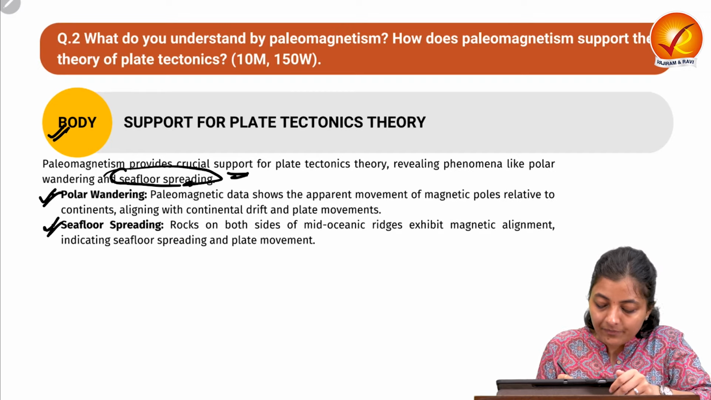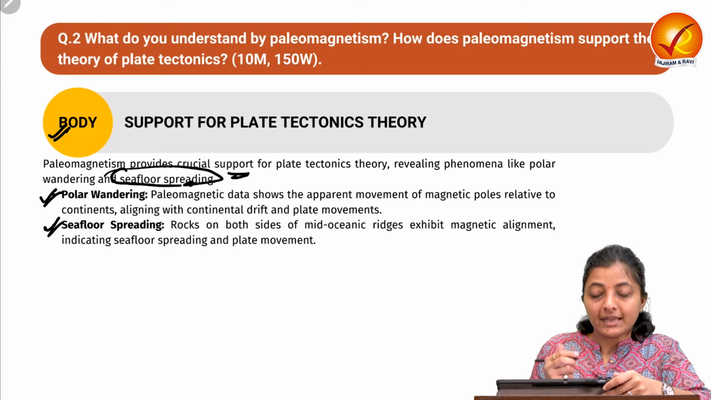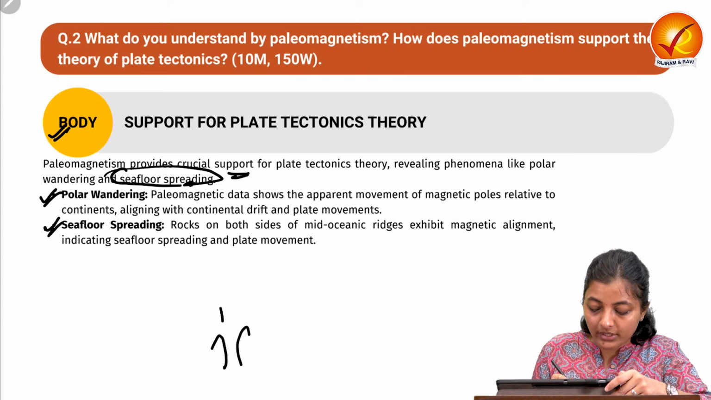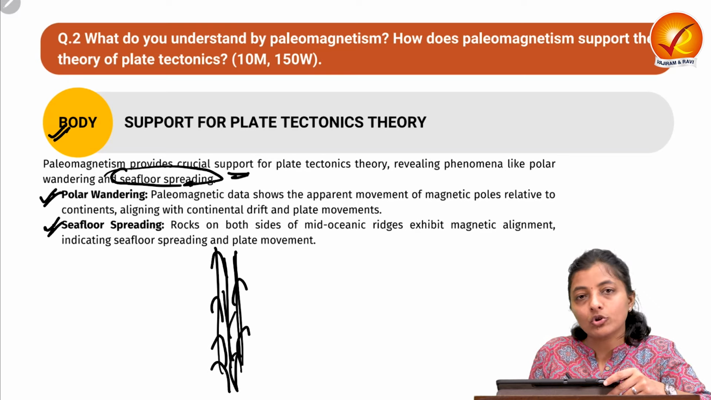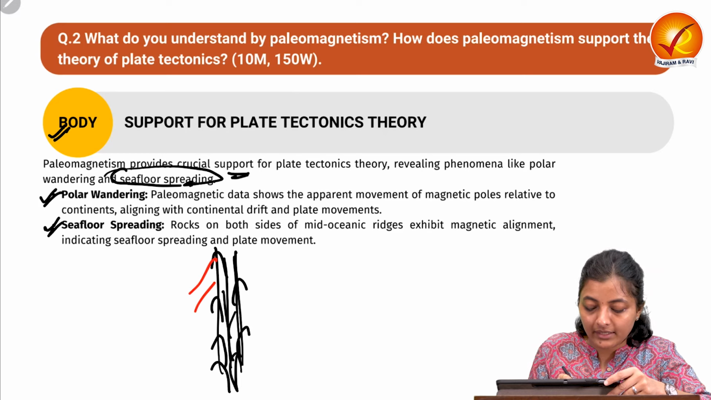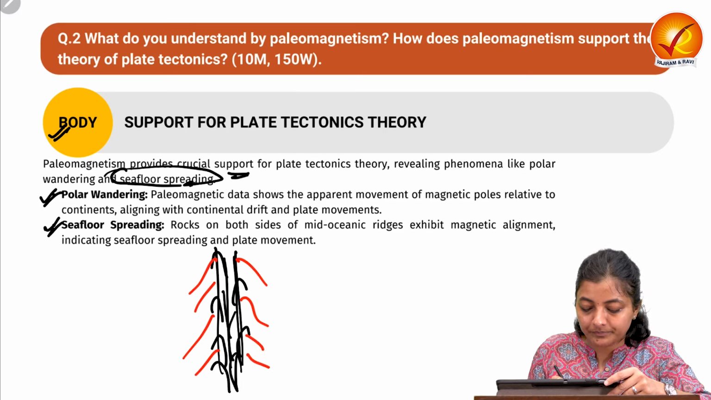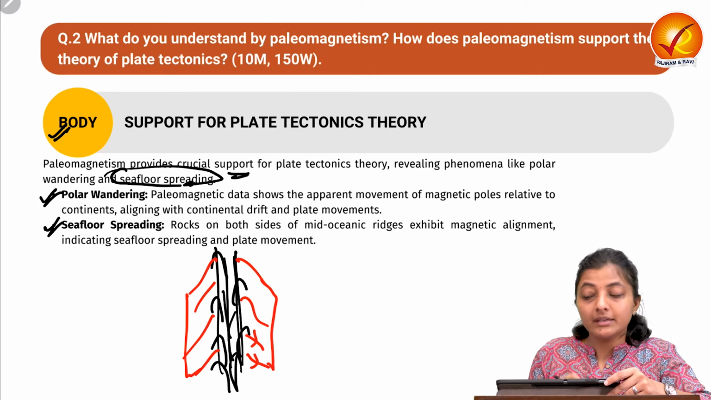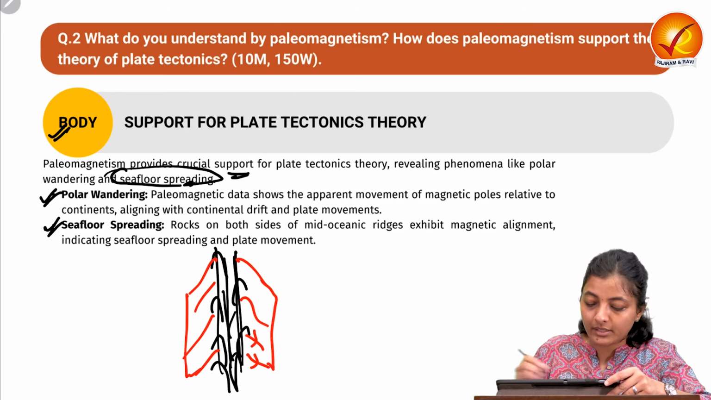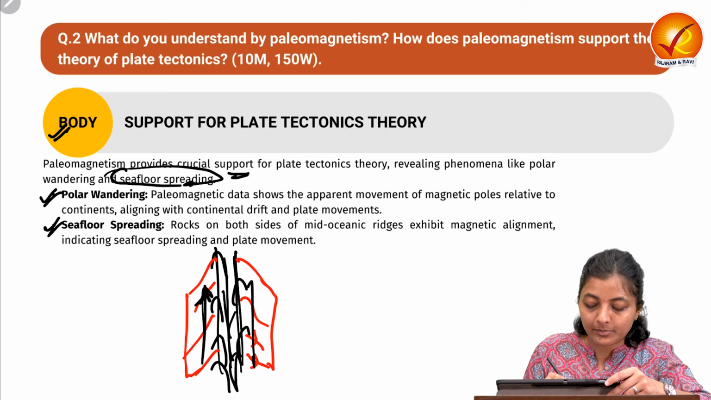Seafloor spreading is when the scholars or the scientists have studied the mid-oceanic ridges. This is mid-oceanic ridge, and the lava or the magma is erupting out of the mid-oceanic ridges, and they are erupting in this particular direction. Again, the slab or the crust near this mid-oceanic ridges attain the properties of the magnetic field like this particular direction.